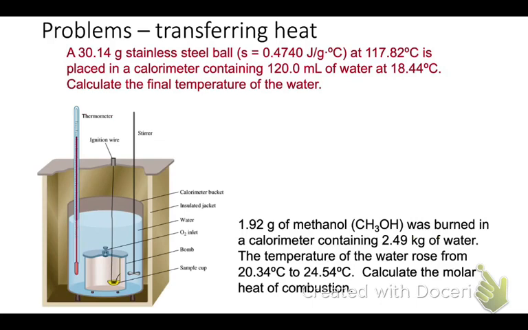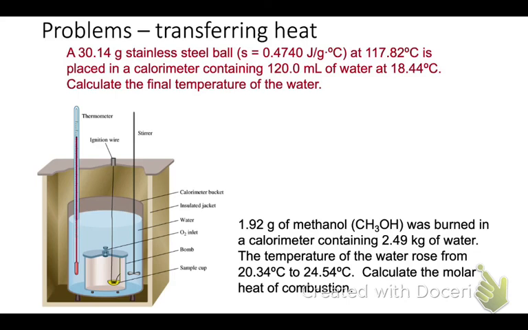Next question, I have 1.92 grams of methanol that was burned in a calorimeter containing 2.49 kilograms of water. The temperature of the water rose from 20.34 degrees Celsius to 24.54 degrees Celsius. Calculate the molar heat of combustion. Okay, so I have 1.92 grams of methanol that was combusted. That combustion released a heat. That heat was absorbed by water.